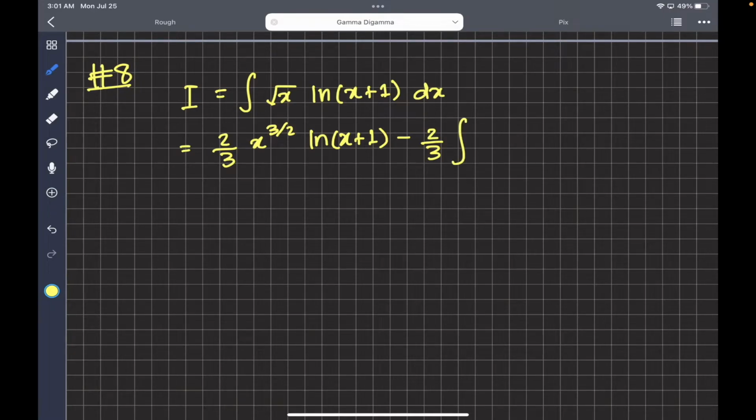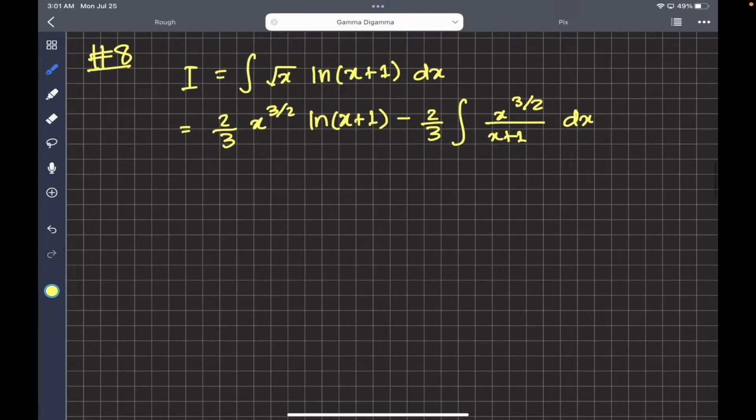integral x to the 3 halves divided by x plus 1 dx. This is just integration by parts, nothing fancy. Well, the first term, nothing happens here. I'm not putting the absolute value sign on the natural log because it's sort of assumed that it is inside the domain of convergence.